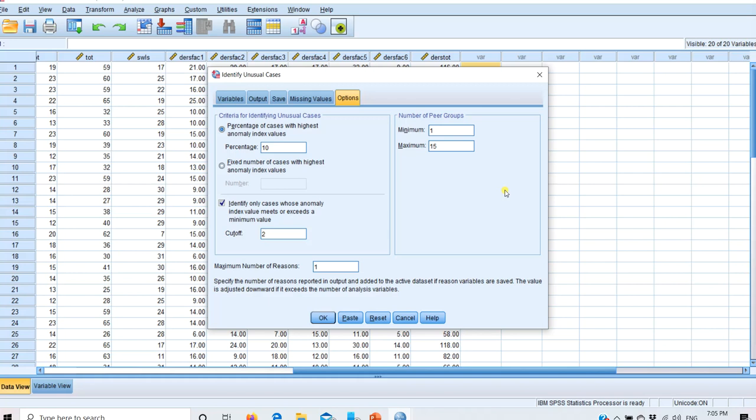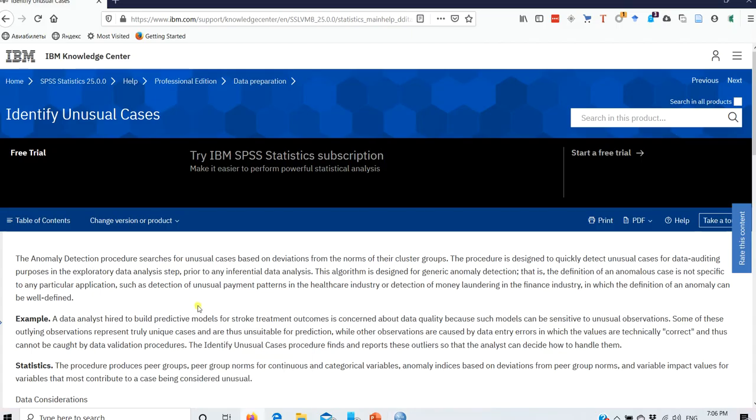So how many peer groups? Minimum 1 and maximum 15 is the default. That is okay. Let us keep that. And the maximum number of reasons we can increase. So we can say take 4 reasons. By default it is 1 reason. By the time, I think help will be available here, so you can go and read.